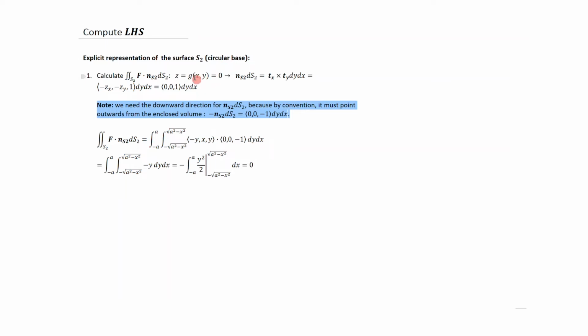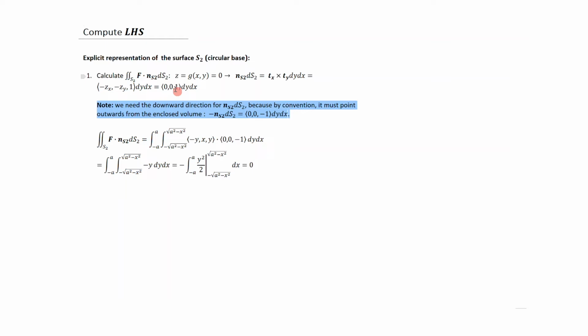And so since we have an explicit form, the differential surface area vector would be just Tx cross Ty dy dx. And we can write this out in a general formula form in this form. So this is minus the partial derivative of z with respect to x, minus the partial derivative of z with respect to y, 1. Since z is equal to 0, both of these partial derivatives are 0, and you end up with 0, 0, 1 dy dx. And this would be a vector pointing upwards.